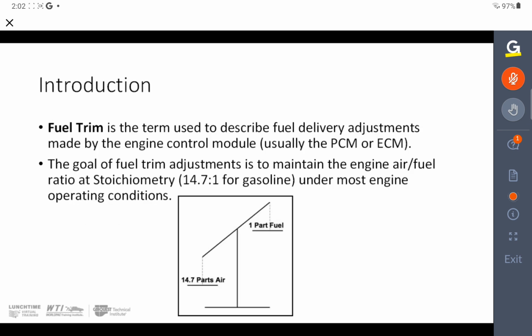So let's get started. Fuel trim is a term that we use to describe fuel delivery. Basically, it is the PCM's adjustment of the injector pulse width to obtain the correct air-fuel ratio. The ideal air-fuel ratio is 14.7 to 1. That's 14.7 parts of air to 1 part of fuel. And we're trying to maintain this under most engine conditions to achieve the best emissions and best engine performance, and to allow for the catalytic converter to do its job correctly.